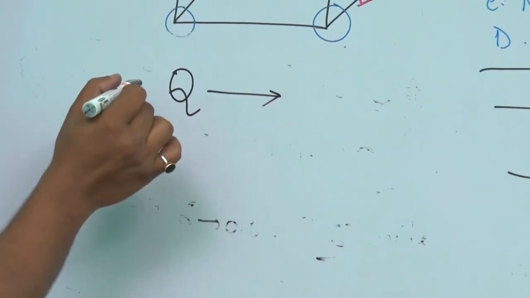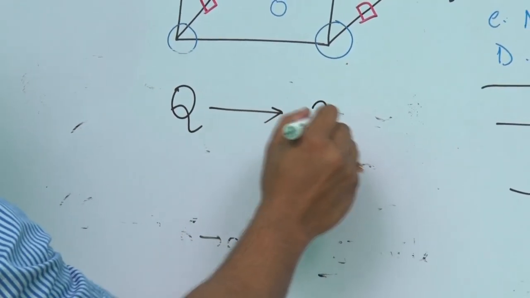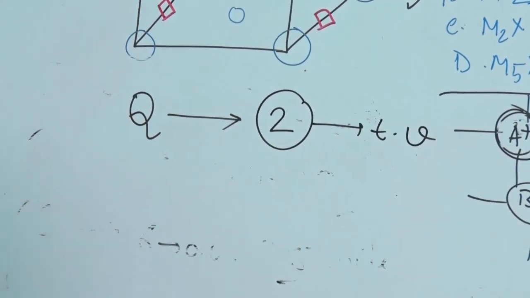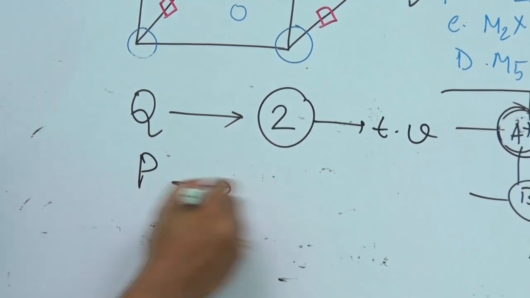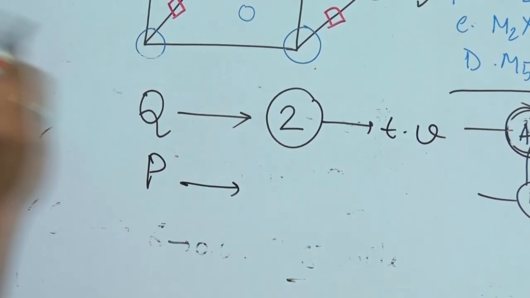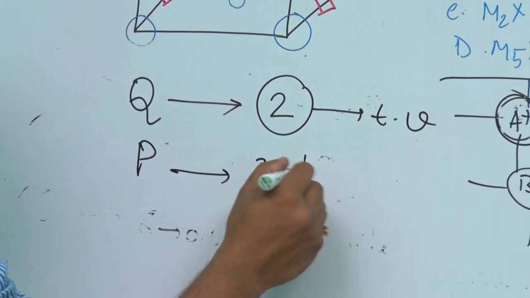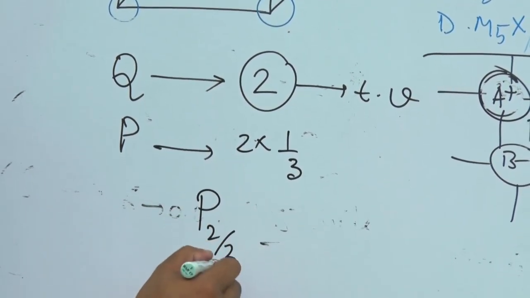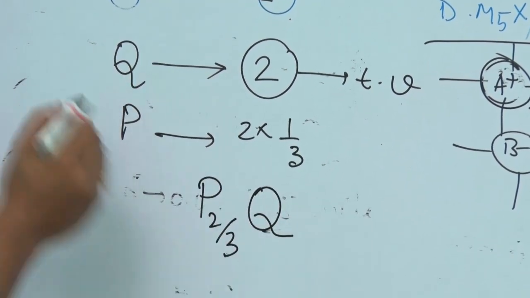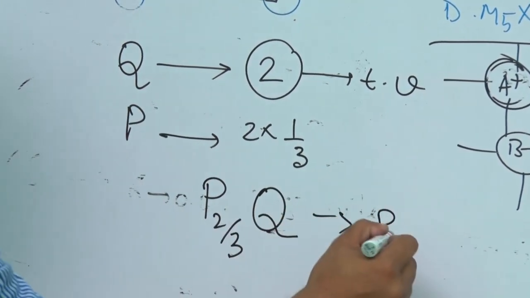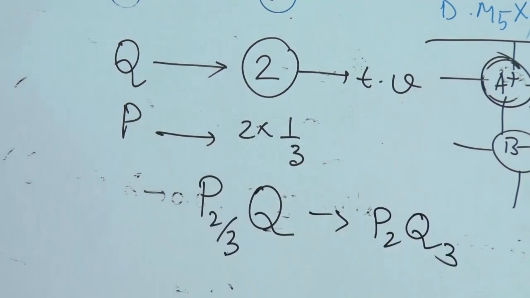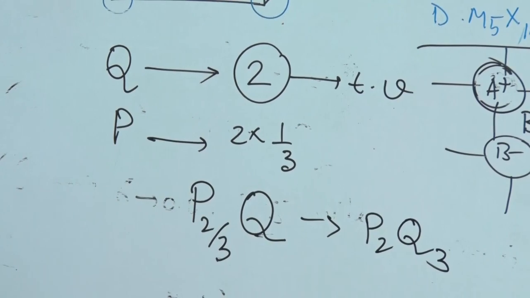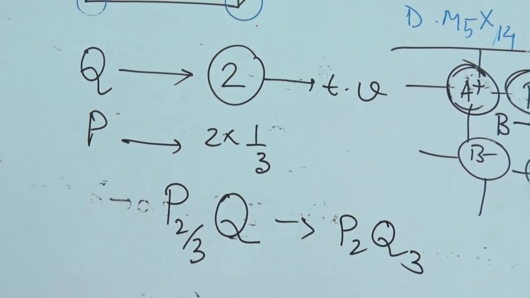So for one atom of Q, the tetrahedral voids will be how much? 2, and octahedral void will be 1. So P will occupy 1/3 of the tetrahedral voids. That means 2 into 1/3. So what will be the formula? That is P 2/3 and Q 1 per Q. So it will be P2Q3. So this type of question can come depending on this concept of voids.